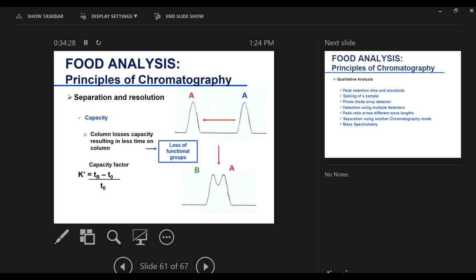So if I have this compound here eluting at, let's say, 7 minutes, if I lose capacity of the column by stripping off some of my functional groups, the retention time might go to 5 minutes. So at 5 minutes, I'll be getting closer to another component that already did not interact a lot with the column and is eluting, let's say, at 4 minutes. So when this elutes at 5 and this is eluting at 4, then I'm losing separation. So I lose resolution.